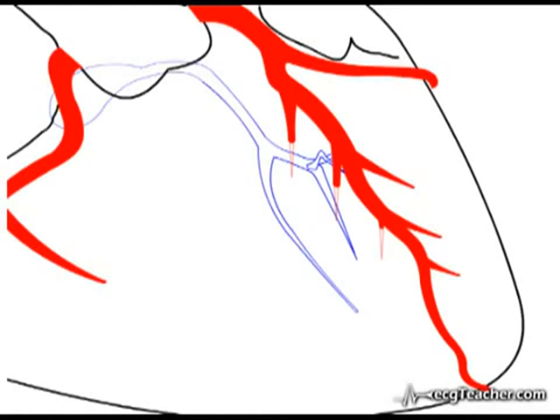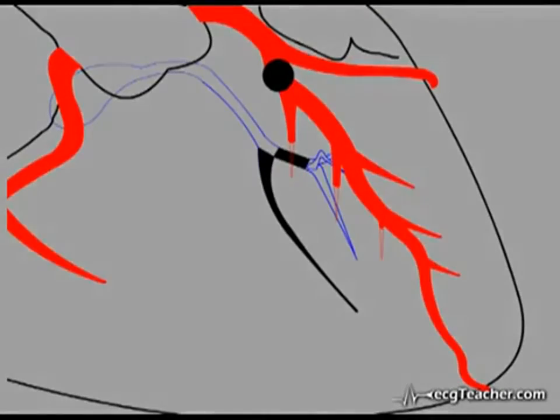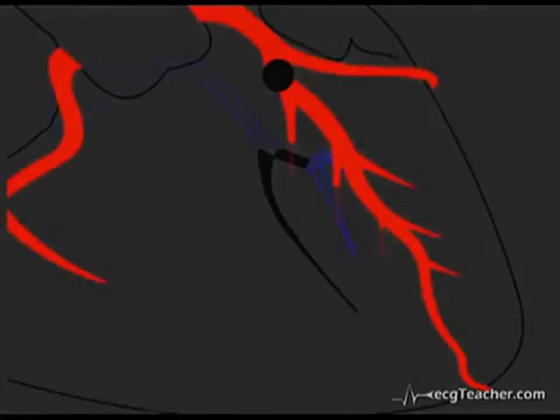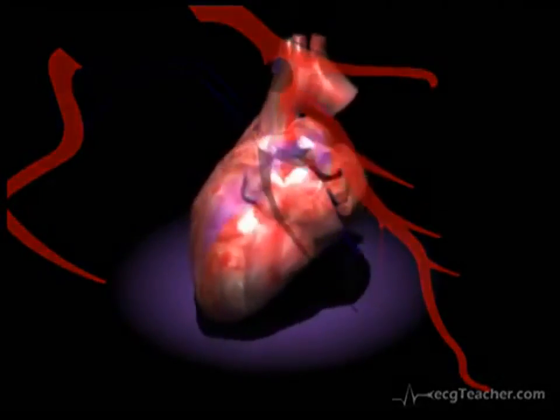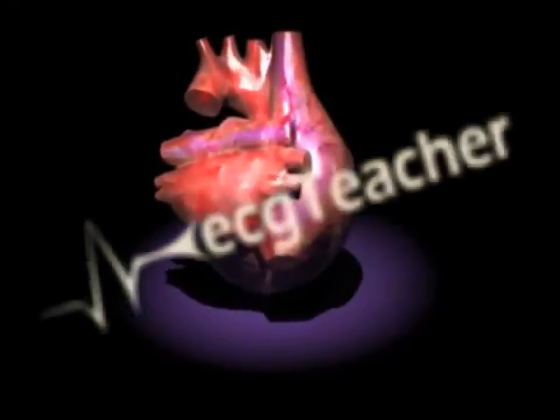In very extensive anterior infarction resulting from obstruction of the left anterior descending artery proximal to the origin of the septal branches, both the right and left side of the intraventricular conducting system may be damaged, resulting in AV block on the ECG, a very poor prognostic sign in anterior MI.